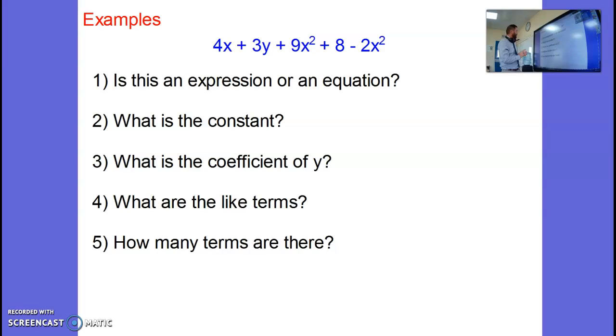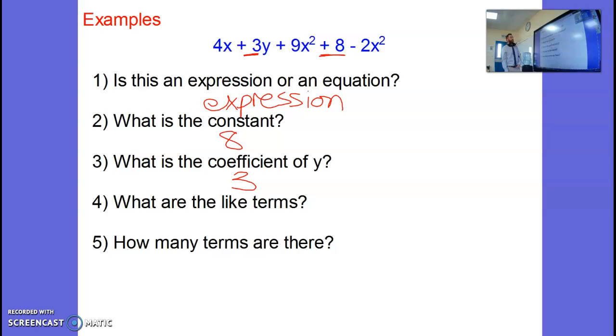All right, let's see some answers for this one then. So, is it an expression or an equation? Well, there's no equals, so it is an expression. Okay, number 2, the constant. Well, the constant is 8, because it's the only one without a variable attached. The coefficient of y, the number in front of y, is 3.